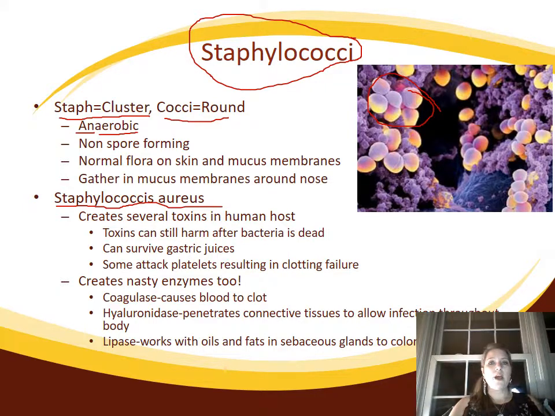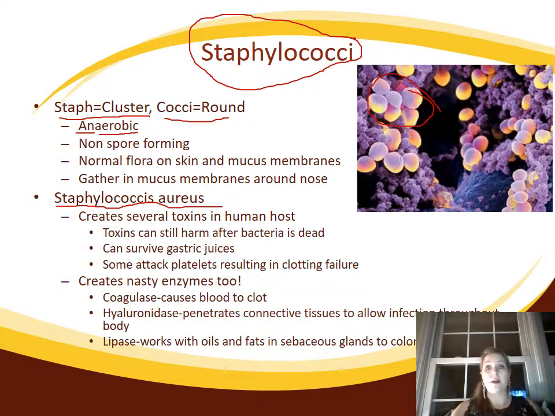So they can survive gastric juices, these toxins can, and some will actually attack the platelets in your system that causes clotting failure. So you'll end up with a cut or something like that that won't stop bleeding. It's kind of an equivalent to a blood thinner. Okay.